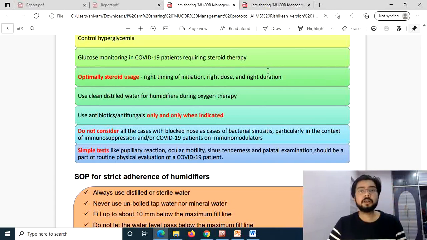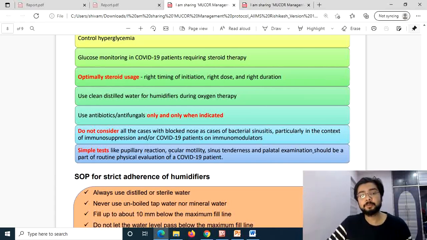Don't start it too early, don't start it too late, at the right time. Don't start it with too high a dose. Don't give it for too long. Use distilled water for humidifier. Use antifungal and antibiotic only and only when indicated. Do not consider all cases with blocked nose and symptoms as bacterial sinusitis, particularly if they are post-COVID patients and immunocompromised or COVID patients on steroid.